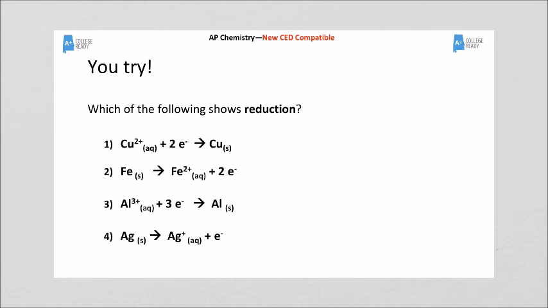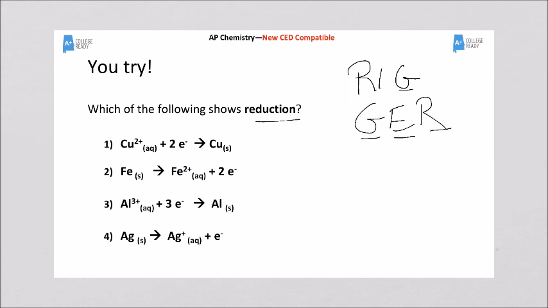So let's just look at this. We said reduction, again, you could either think of RIG, of OIL RIG, or GER. But what we're looking for is reduction involving gain of electrons, or gaining electrons is reduction. So either one of those. Now, electrons are negative, so you've got to keep that in as a reminder. So look at those examples. Two are going to be oxidation, and two will be the answer as reduction.